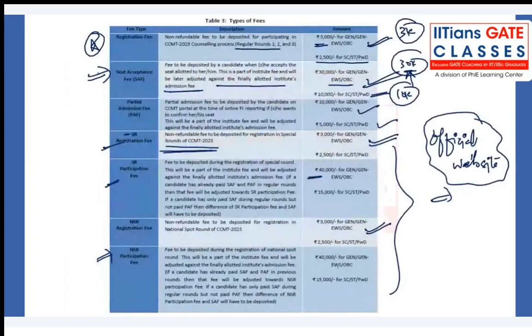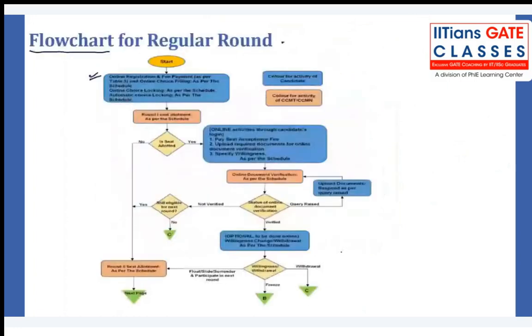This is the fee that you can see: 3,000, 30,000, 10,000 kind of fees. Only the registration fee which you will pay is not refundable and is not going to be adjusted, but the seat acceptance fee will be adjusted with your semester fees, so you don't have to worry about that, because that is a big amount. Then online choice filling as per the schedule, and online choice locking as per the schedule, automatic choice locking. You have to refer to the actual dates and schedule.